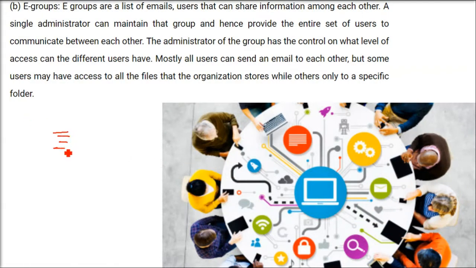E-group, there is a list of emails. I'm taking an example of WhatsApp, because everyone is using WhatsApp, so a WhatsApp group. Now you will have an administrator, you can have multiple administrators. There will be a moderator also. The administrator can remove someone, it can add someone using the phone number, but I'm talking about an email group. The e-group, that is all the emails he can add, he can control, and the access also he can control, and all users can send email to each other.